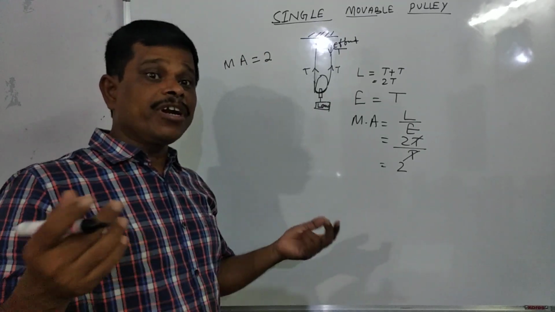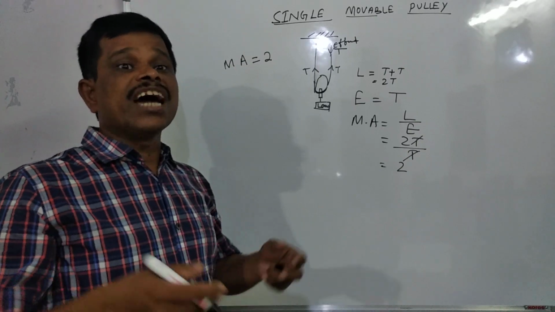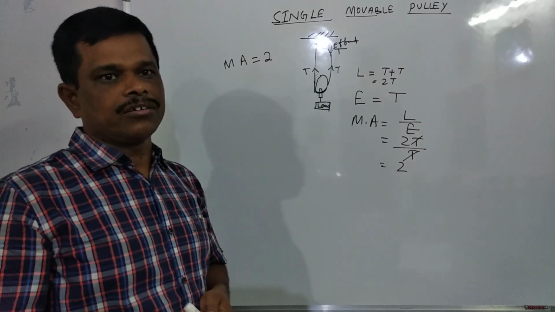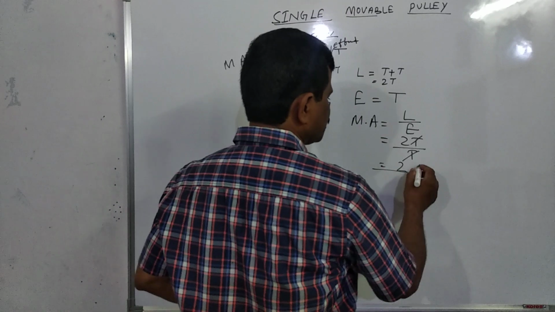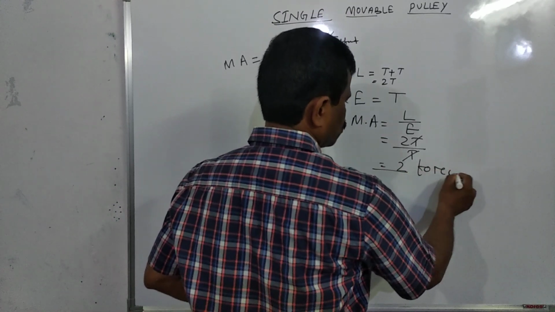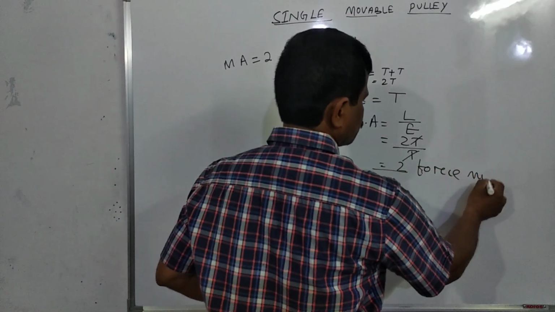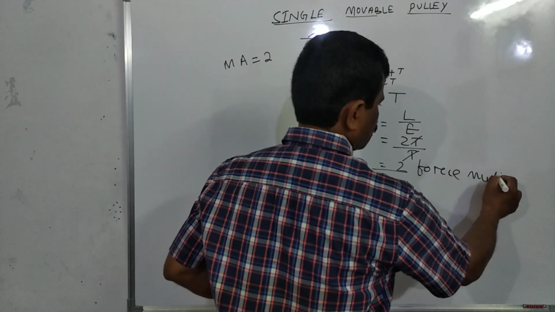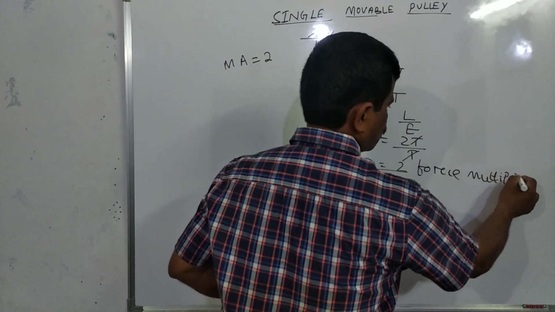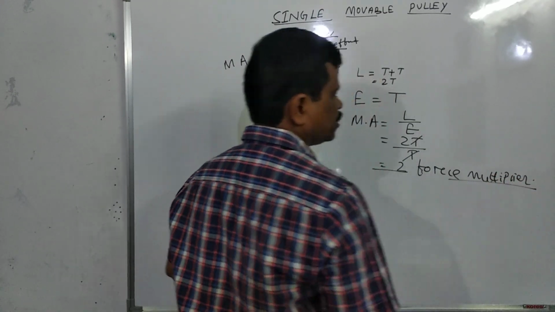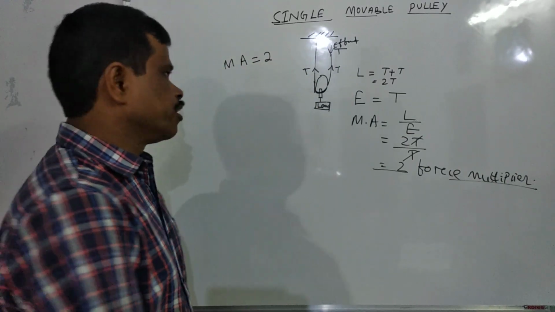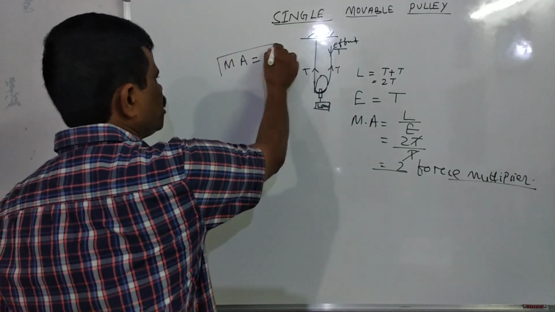So mechanical advantage 2 means it acts as a force multiplier. This pulley acts as a force multiplier. Dear students, mechanical advantage is 2.